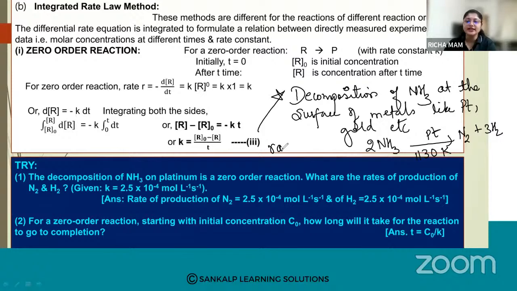So how is the rate given? Rate is given as k into [NH3] raised to 0. So it is independent of the concentration of the reactant, which is the reactant ammonia. Such a reaction is called a zero order reaction.